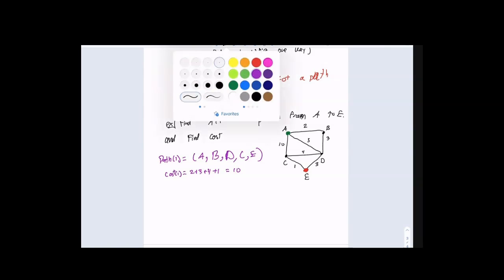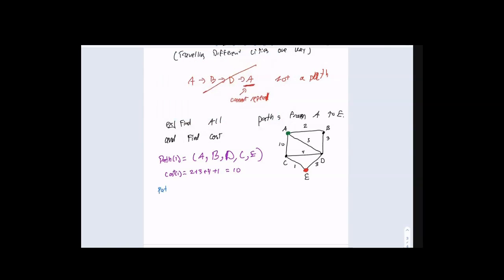Okay. Can someone give me another path? Path 2. This is going to be our second path right here. A, C, E. That's pretty much the most direct path, right? It seems to have the least amount of edges.